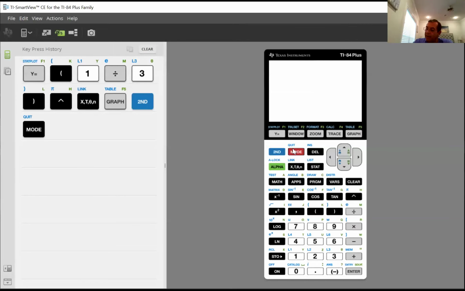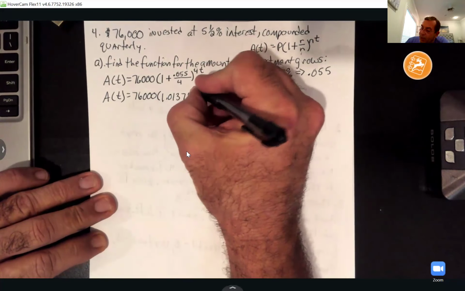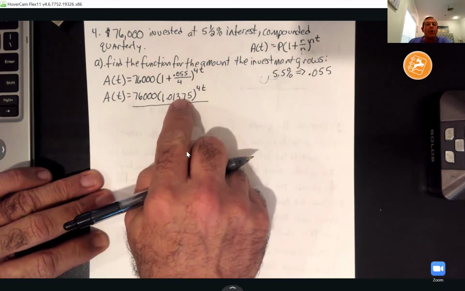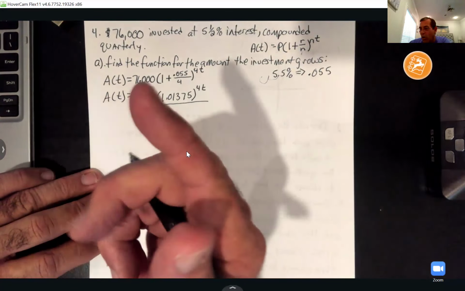So let me quit the graphing. So that'd be 1 plus 0.055 divided by 4. And you want to keep all the decimal digits. So replace that with 1.01375. Okay, so I got that replaced with 1.01375 and then bring down the 4t. This is now what MathLab wants for part A, okay? Although this is right, it's not in the most simplest form for MathLab.